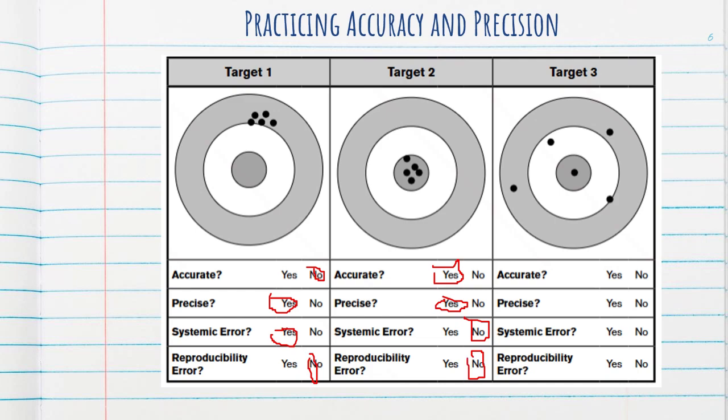And this last one, is it accurate? Yes, I've hit the target once. Is it precise? No, I have not grouped them together. Does it have systemic errors, going the same direction each time? It's not. Does it have a reproducibility error or is it random? It is.